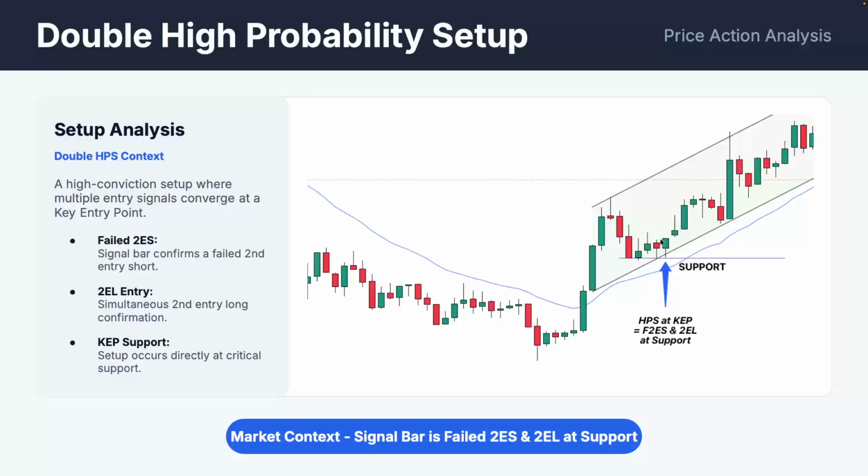So here you can see on the same chart, this is a failed second entry short as well as second entry long forming at support. The trend line is not valid, it needs three touch points. Here you can see this is the first, second, and third, but it was not very confident. You can say it is not very clear. So you can use the support line as the key entry point here, and you can enter the trade. This is a double high probability setup at a key entry point.